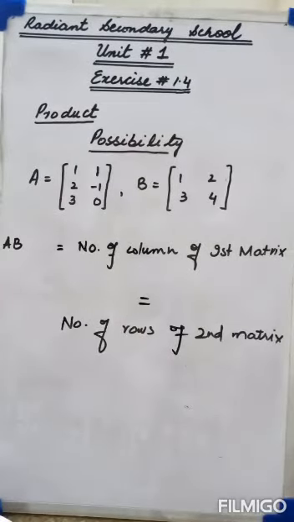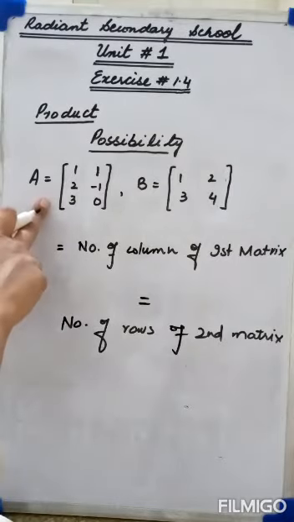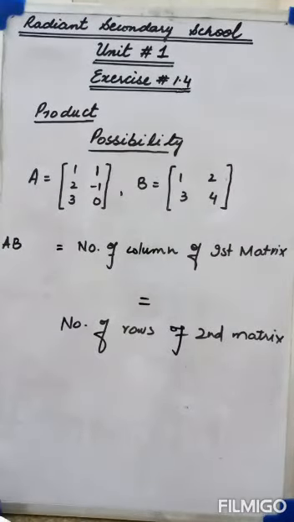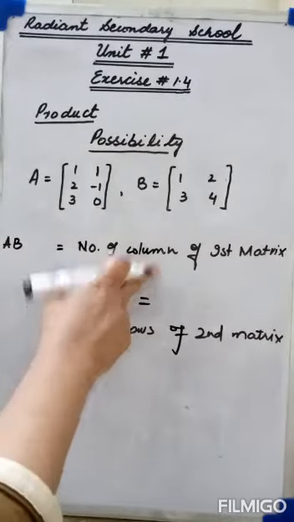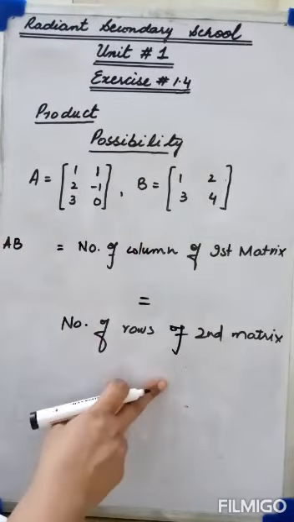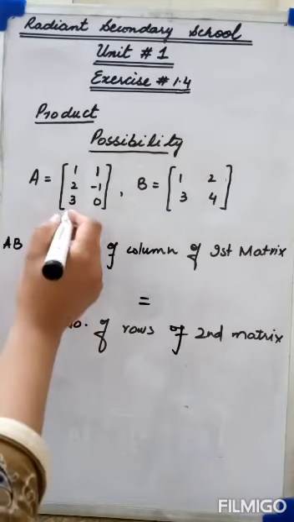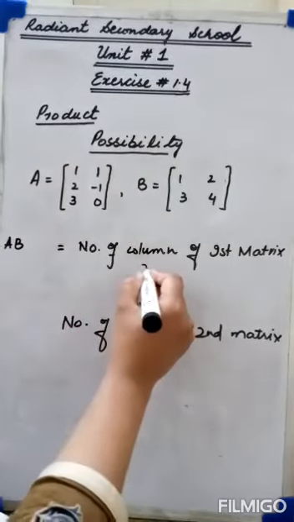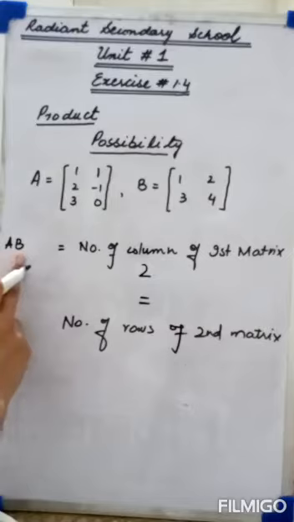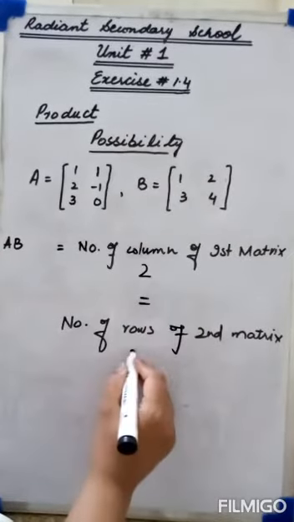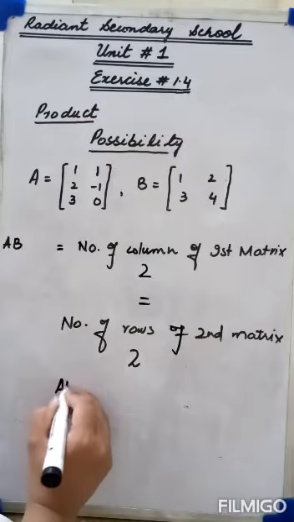Now students, I am taking another example. Now I am having the matrix A like this and B like this. Again the same rule is there. For the first matrix, we will check the number of columns, and for the second matrix, we will check the number of rows. If you are going to find the product AB, then A is the first one and B is the second one. Now check the number of columns of the first matrix. How many columns are there? 1 and 2. 2 columns are there. And now check the number of rows of the second matrix. That is 2. Now we can find the product AB.